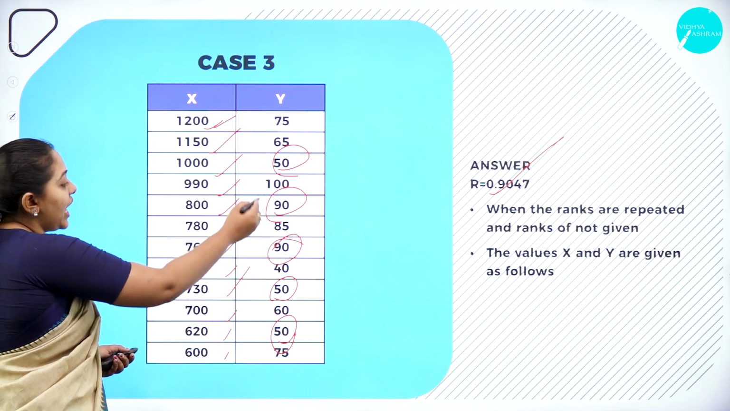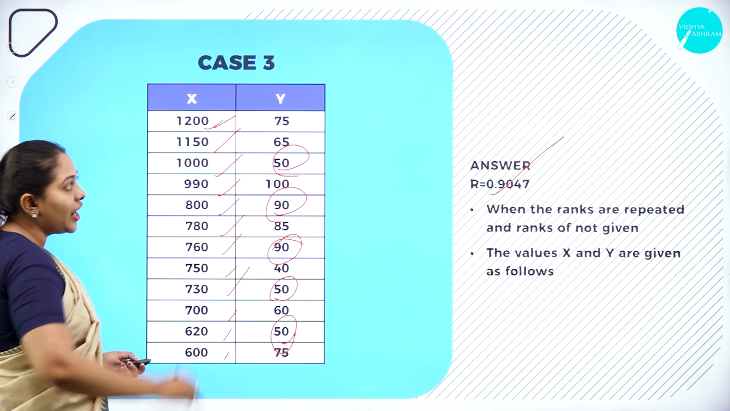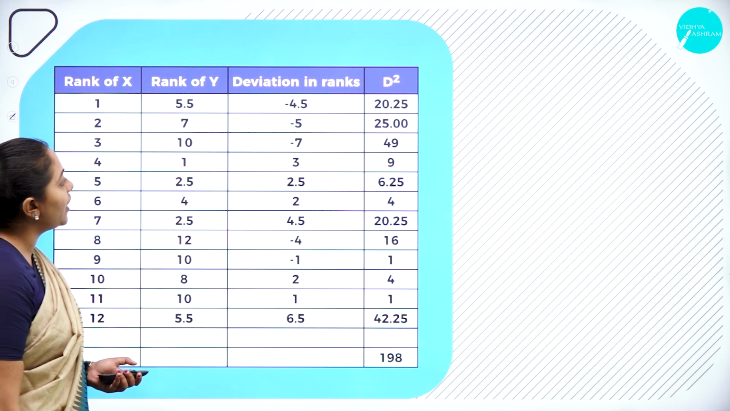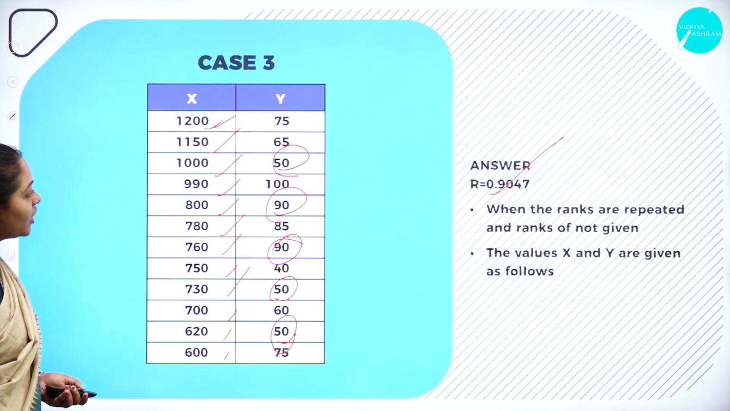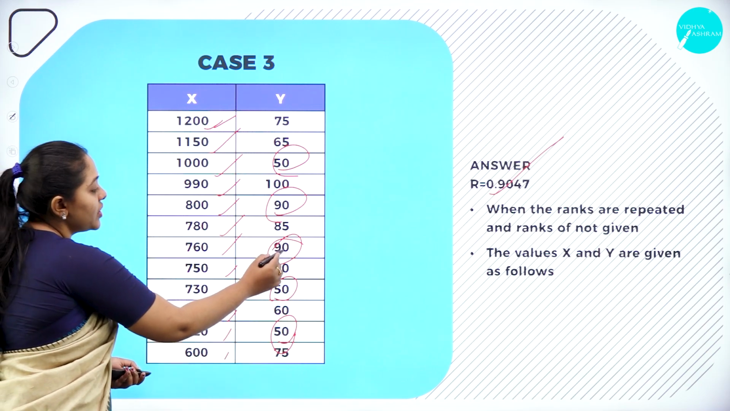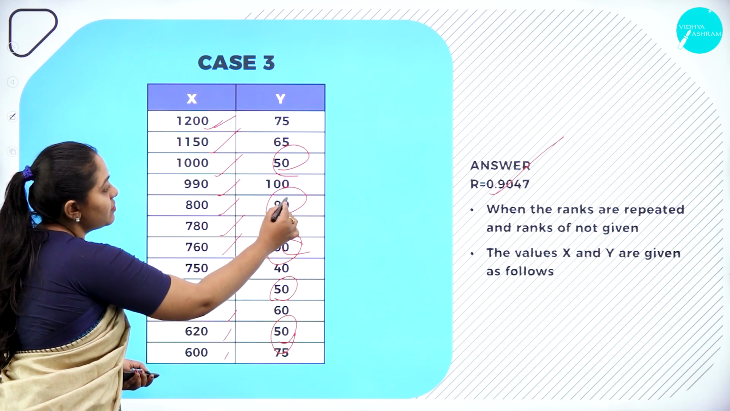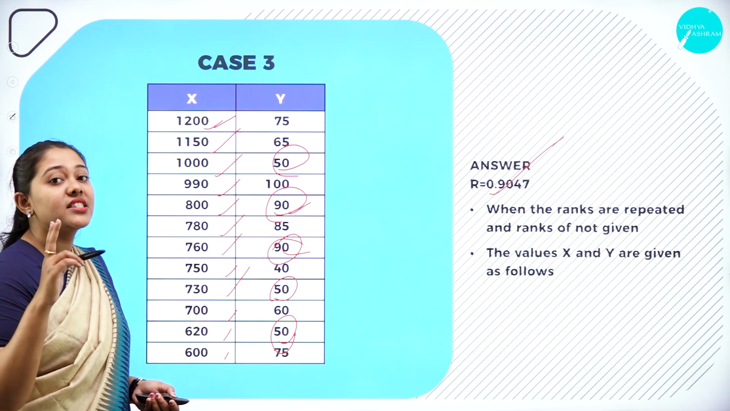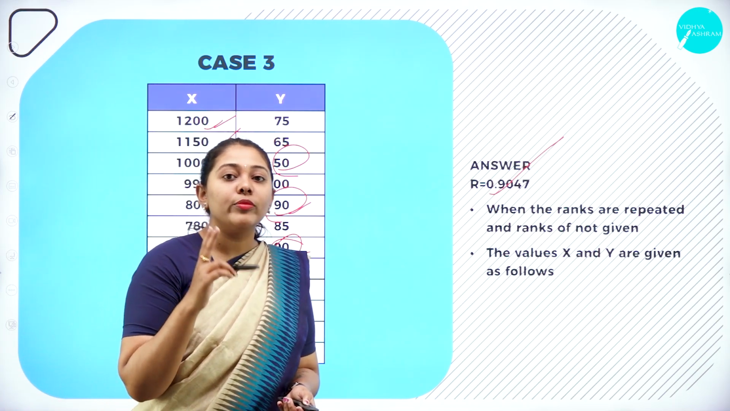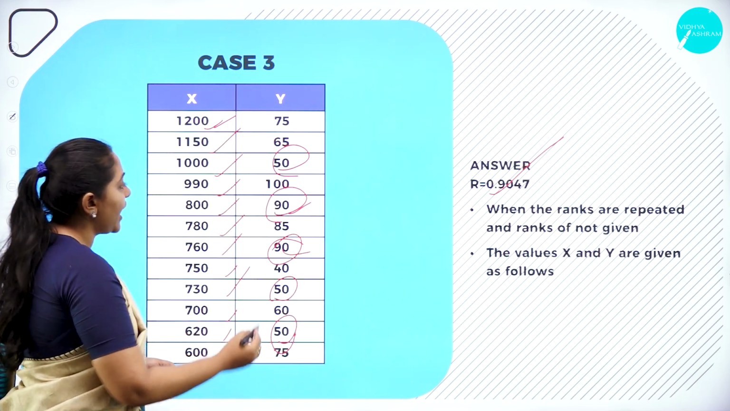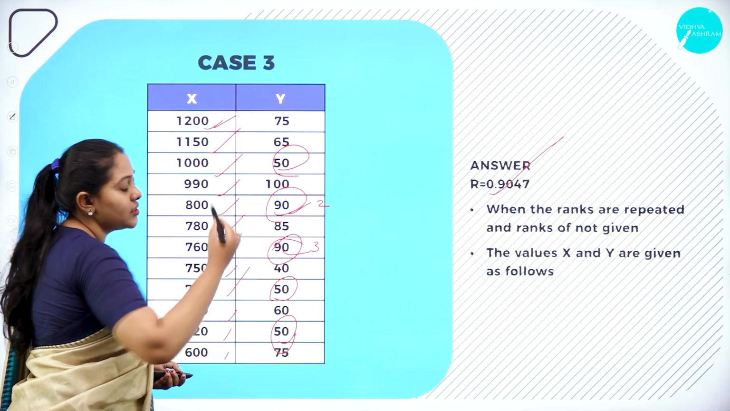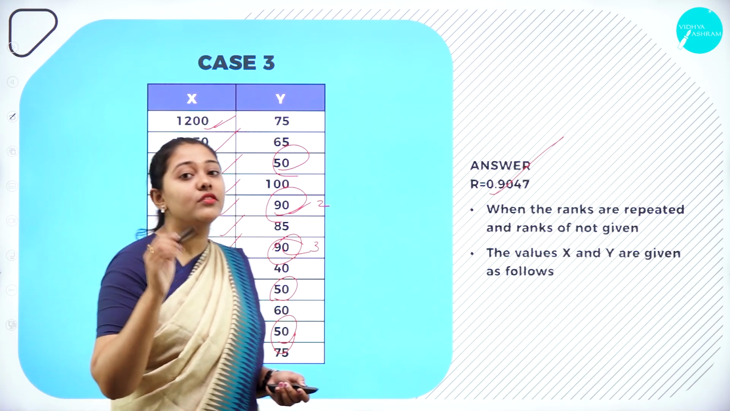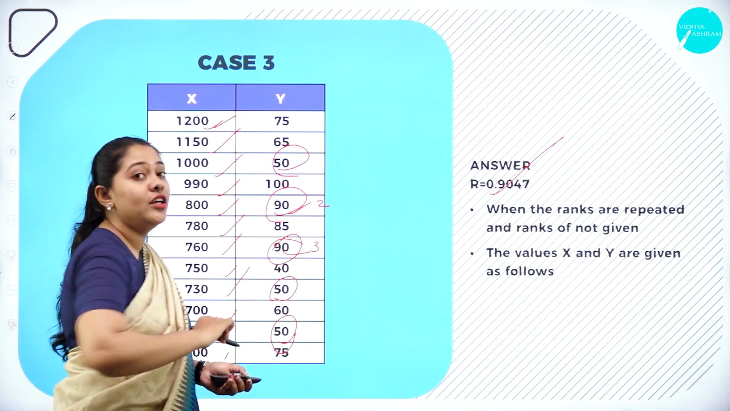So what is the highest number? 100 is the highest number, so for 100 we assign rank 1. What is the second number we have? The second number is 90. How many times is 90 there? Twice. So which ranks does it stand for? Second rank and third rank. How many times is it repetitive? Twice. So second rank and third rank.